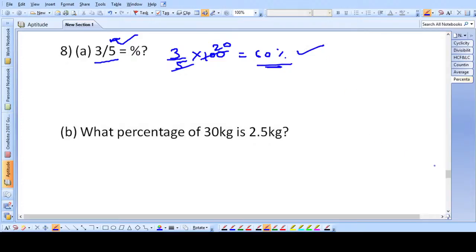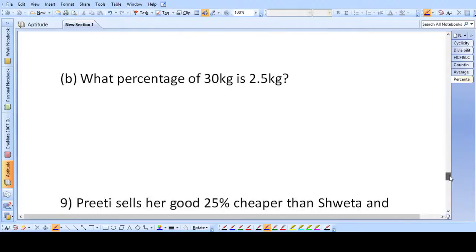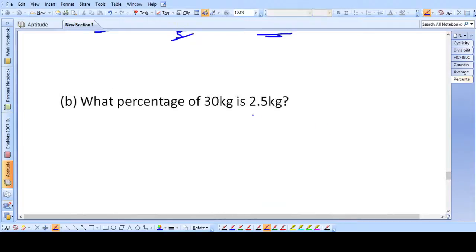Okay, now what percentage of 30 kg is 2.5 kg? So there is 30 kg and you are taking 2.5 kg. What is this 2.5 kg in percentage with respect to this whole? Okay, it's very simple.